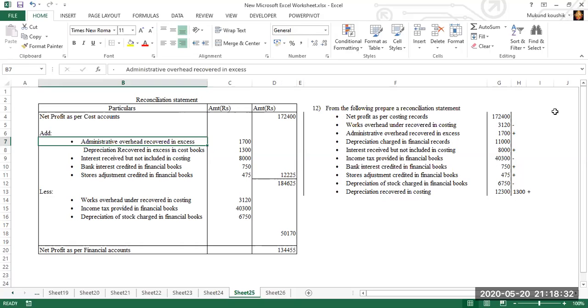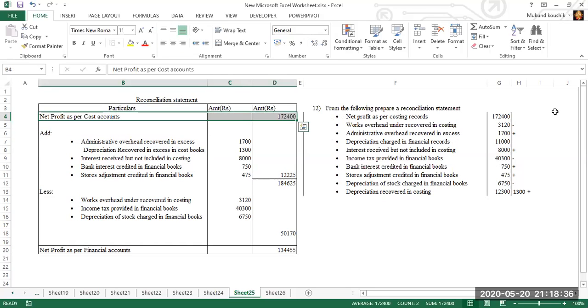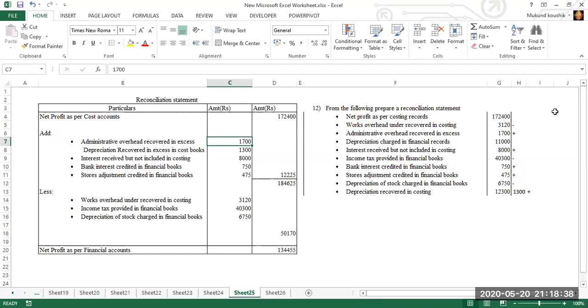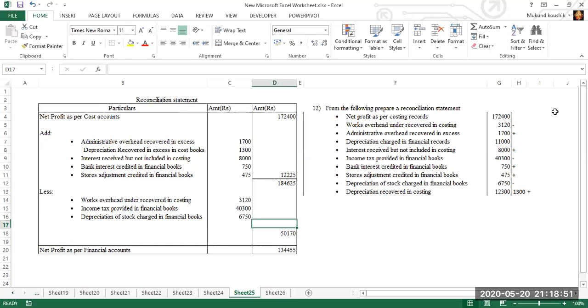So whenever we have expenses or loss, we have to deduct. Now we know which items we have to add and which items we have to deduct. So start with net profit as per cost accounting, which is 1,72,400 as usual. Then add all these items like over absorption of overheads and other financial accounting incomes, and deduct under absorption of overheads as well as expenses and losses of financial accounts. Then you will arrive at net profit as per financial accounts, which is 1,34,455. So this is how we have to solve the problem.